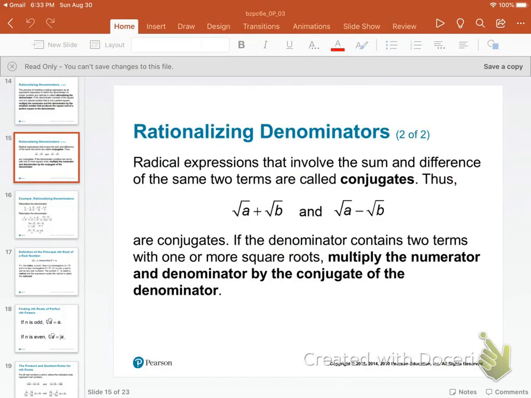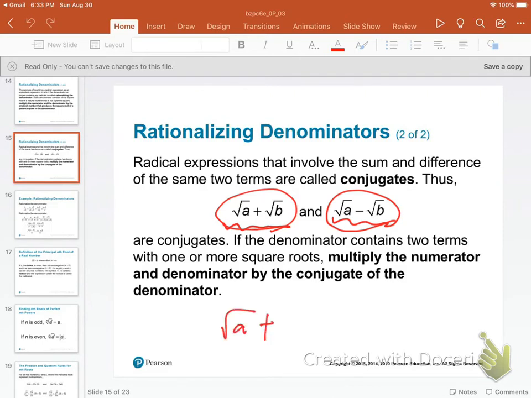Okay, so these are conjugated radicals. Take the square root of two terms, radical A and radical B. If you put a plus sign for one and a minus sign for the other, these two are called conjugated radicals. So what's the good property of conjugated radicals?